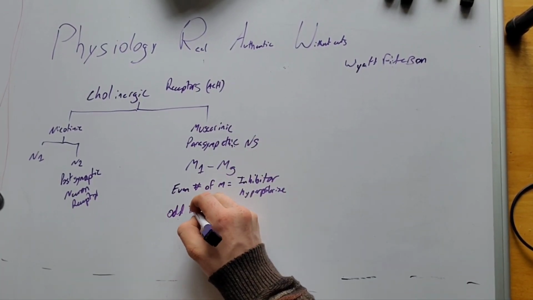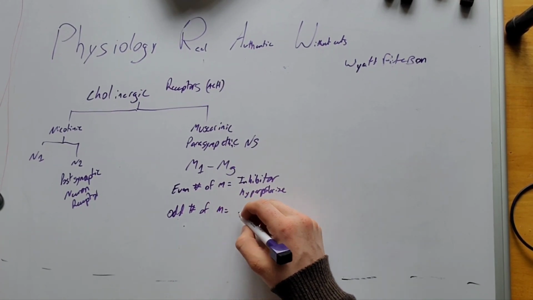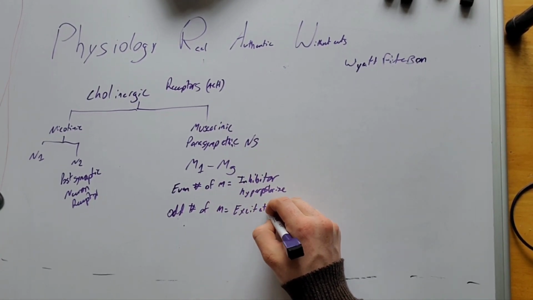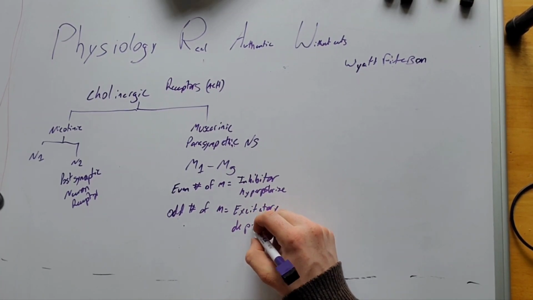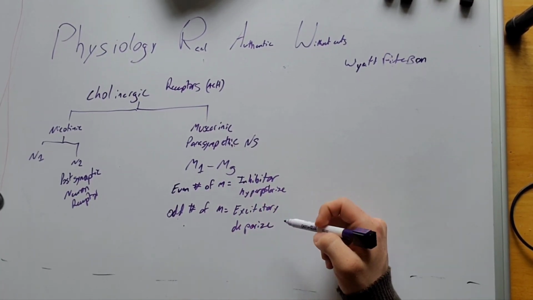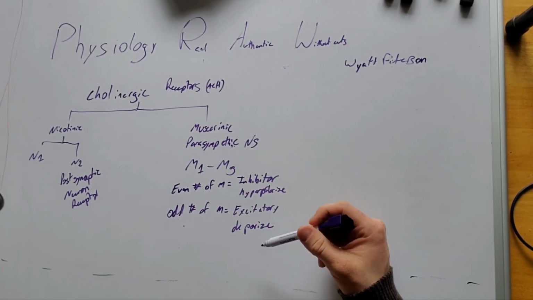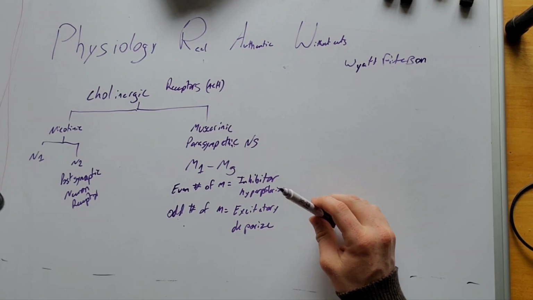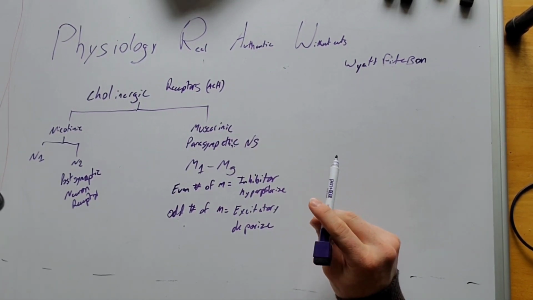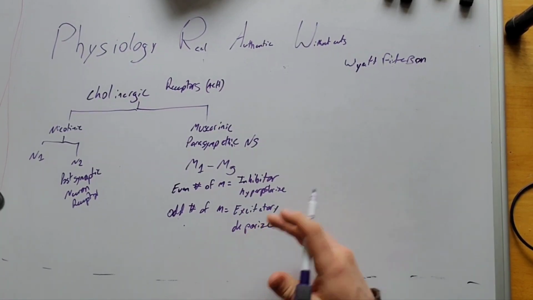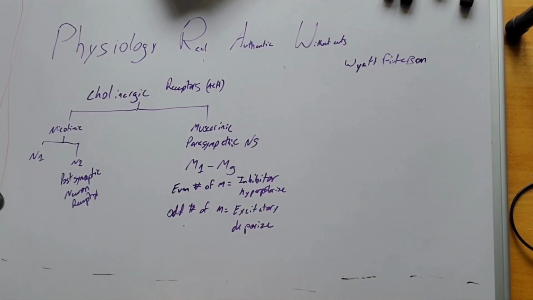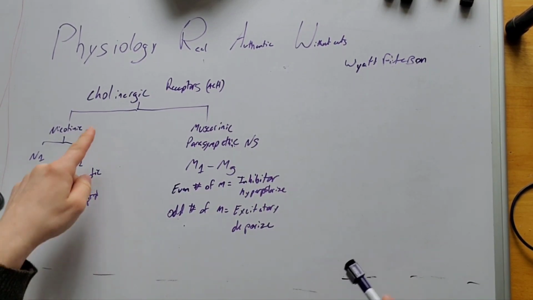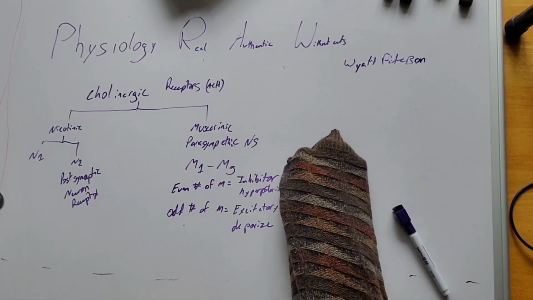And then the odd ones of M are excitatory. Means they depolarize. So this means they would probably let sodium into the cytoplasm to depolarize the membrane to allow an action potential to continue with its course. And so I think that's going to do it for cholinergic. So I'm going to erase this, get some more room.